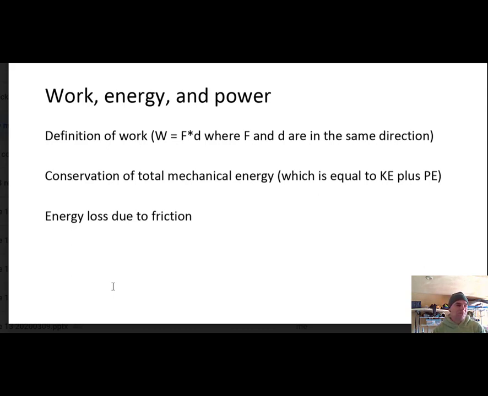And energy can also be lost to friction, where you have the force of friction times the distance an object is sliding. That's energy lost. That's energy that becomes heat that had been motion. So it's kinetic energy that gets converted to heat.